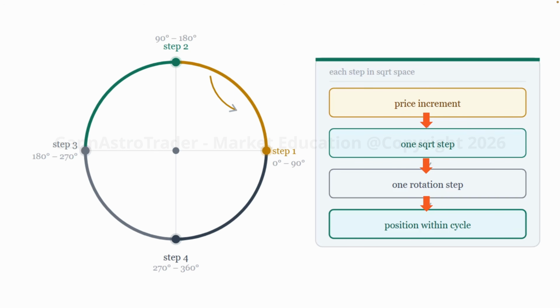Within this spiral structure, movement is not purely directional, it is rotational. Each increment in square root space represents a step around the spiral. This means that price can be interpreted as rotating through a cycle rather than simply rising or falling. This shift in perspective allows us to measure movement in terms of position within that cycle.